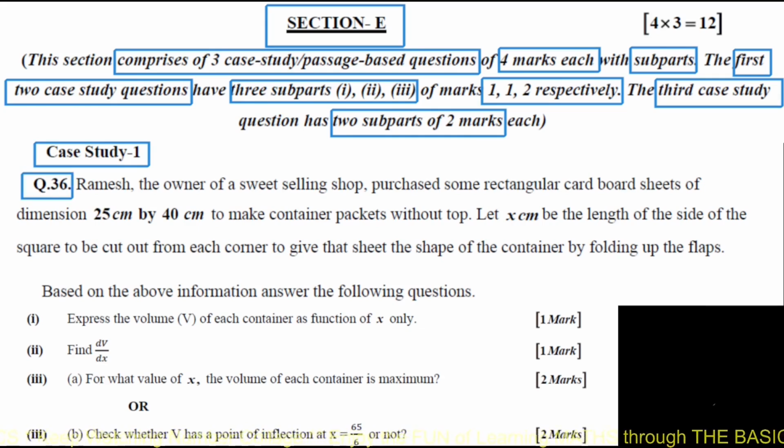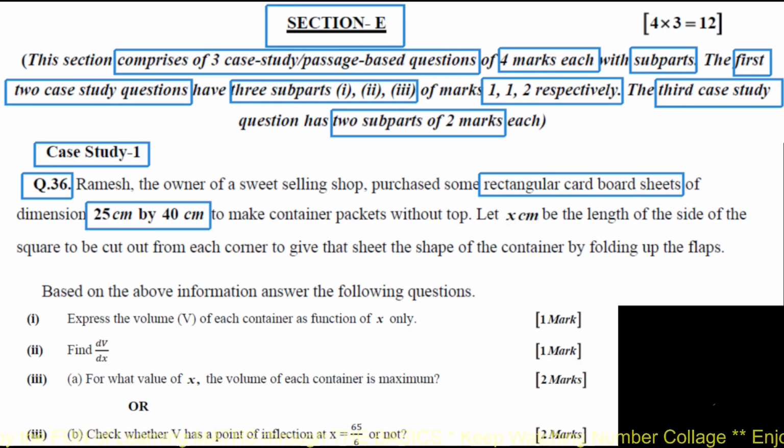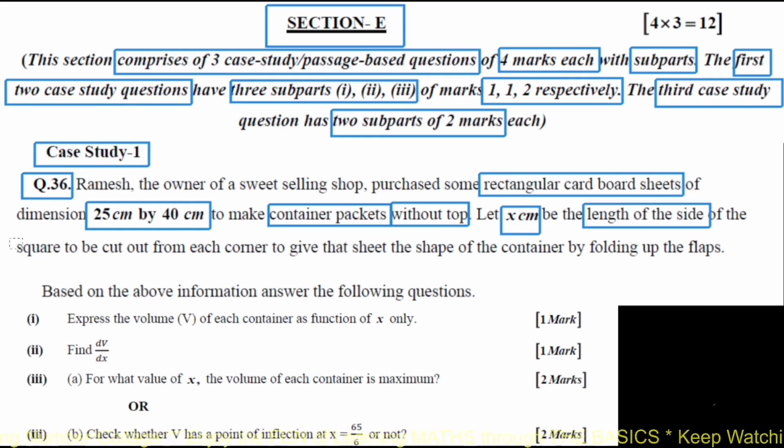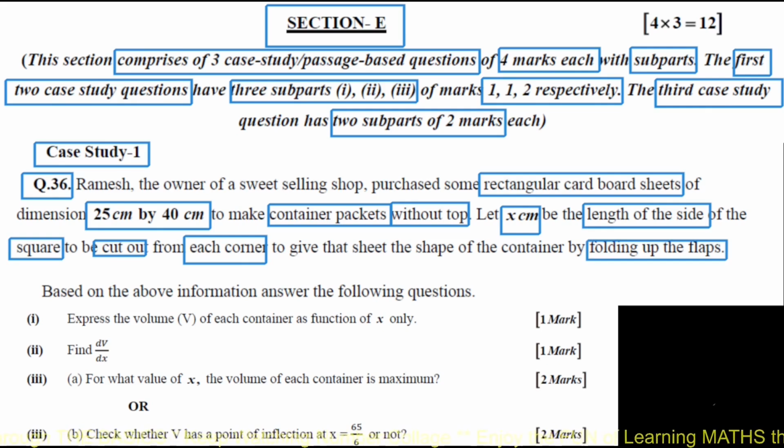Ramesh, the owner of a sweet selling shop, purchased some rectangular cardboard sheets of dimension 25 cm by 40 cm to make container packets without top. Let x be the length of the side of the square to be cut out from each corner to give that sheet the shape of the container by folding up the flaps. Based on the above information, we have to answer the following questions.